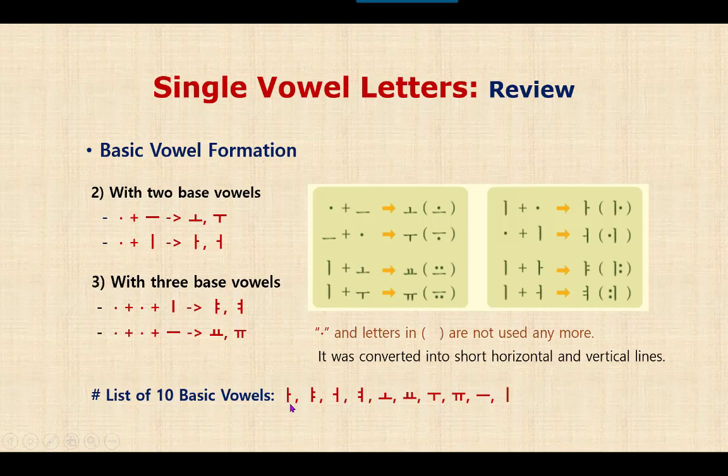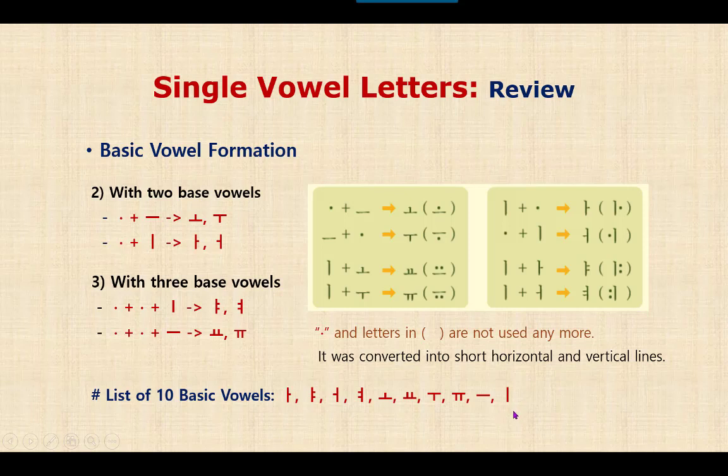Yes, you read it. A, ya, o, yo, o, yo, u, yu, eu, i. So to make them letters, we put here iyeung, a round circle. A, a, ya, o, yo, o, yo, u, yu, eu, i. The sound is the same with or without the iyeung.